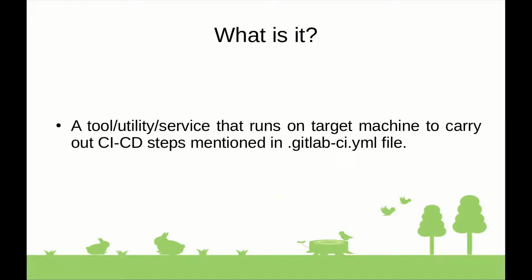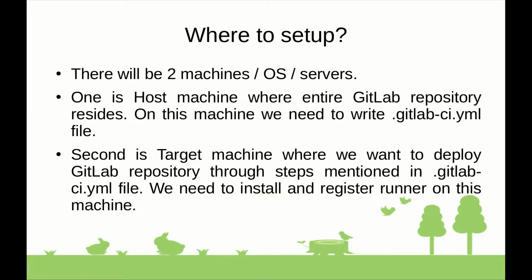First of all, what is GitLab Runner? You can consider GitLab Runner as a tool, a utility or a service that runs on a target machine to carry out the CI/CD steps that have been mentioned in the .yml file. Next thing is where to set up. You need to set up this GitLab runner on the target machine. That is the machine where we want to deploy the GitLab repository, all our code and the entire database.